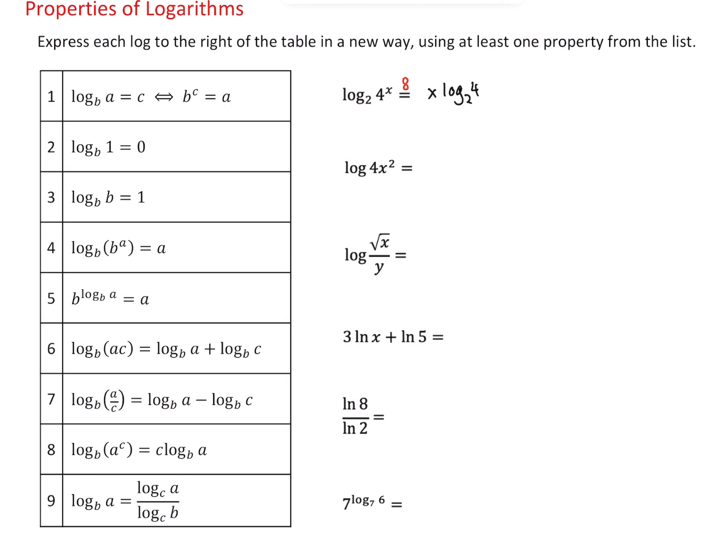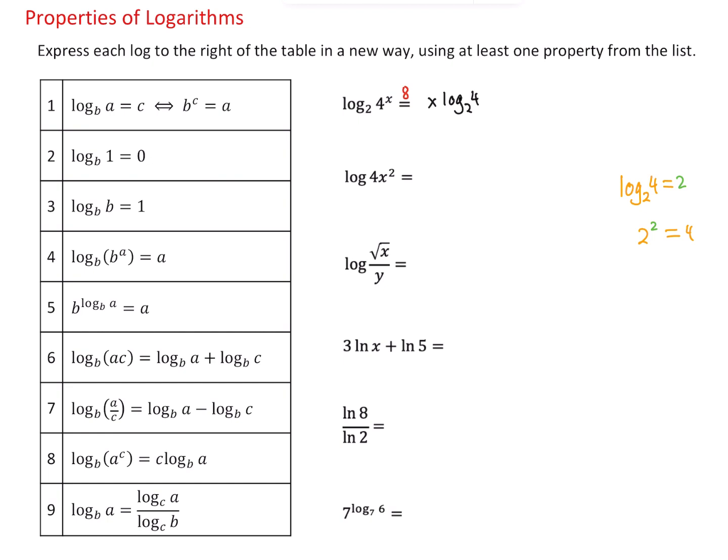Now I'm going to simplify log base 2 of 4. To do this, you would say, well, what is the exponent needed on the base 2 to produce 4? And the answer to this, of course, is 2. So this logarithm will simplify to just 2.